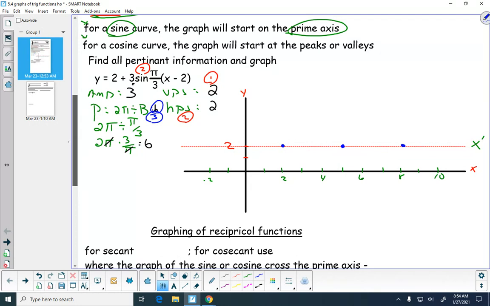Our games of halves between 2 and 5. Halfway point, add them together, divided by 2. That's 7 divided by 2, 3.5. Kirsten, where are we at? Do you remember where we're at with our y value? At 5. We would be up at 5, because we go to our peak.